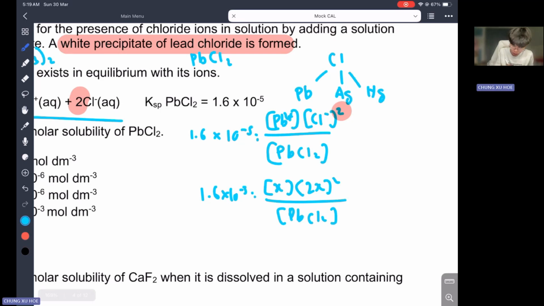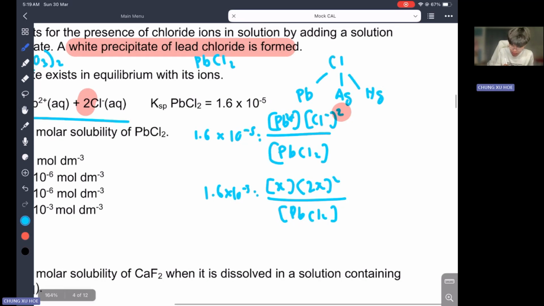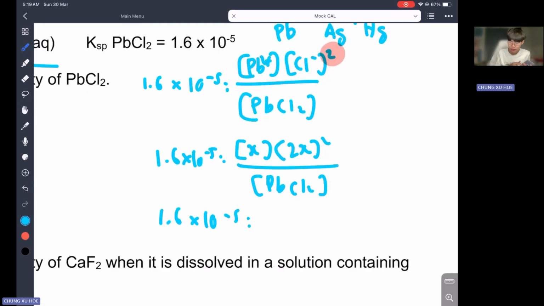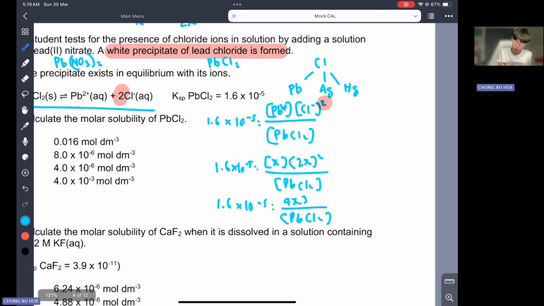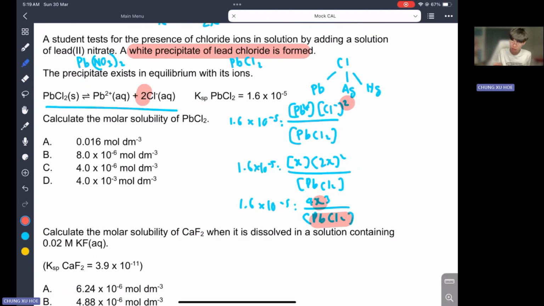Can I solve the part one, the top one? Yes. Let me solve first. So (2x) squared, that means you get 4x squared. 4x squared times x, you get 4x cubed. And then PbCl2. In this case, you notice you got 2 unknowns. Got 2 unknowns, cannot solve already. I already applied the ICE table.